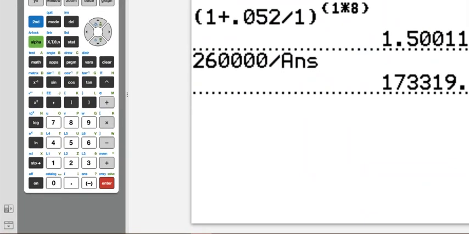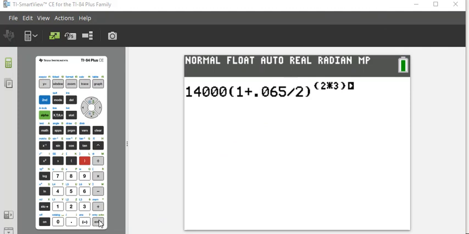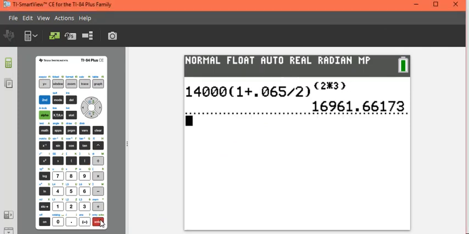Let's clear this out from the last problem. Just enter it in as you see it. So 14,000, open parentheses, 1 plus 0.065 divided by 2, close your parentheses, raise it to the power. Either do the exponent in your head, 2 times 3 is going to be 6, or if you need parentheses, make sure you use them. This is how you would enter it in. Now we're just going to hit enter, and there is our amount.